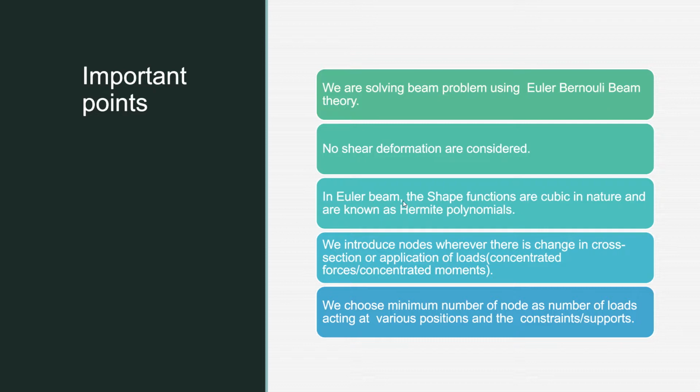In Euler-Bernoulli beam, the shape functions are cubic in nature and are known as Hermite polynomials. We introduce nodes wherever there is a change in the cross section or application of loads. In our case the cross section was constant, but there were loads applied. We choose the minimum number of nodes as the number of loads acting at various positions and the constraints or supports. We have seen these points already.